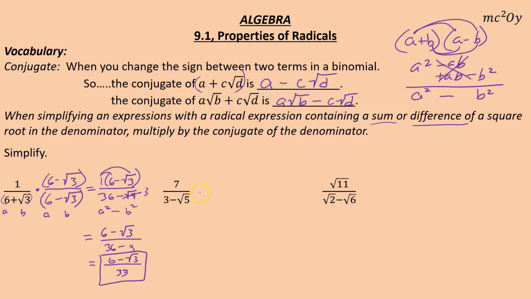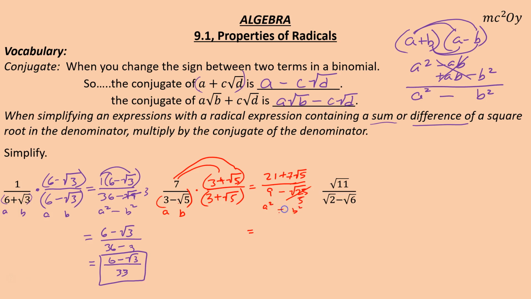Okay, so let's try another one here. Let's go ahead and multiply by 3 plus root 5 over 3 plus root 5, because that's the conjugate of 3 minus root 5. So I get 7 times 3, 21, 7 times root 5 plus 7 root 5, all over, well, remember this is like a and b, so a squared is 3 times 3 or 9. B squared is root 5 times root 5 is root 25, which we know as 5. So it becomes a squared minus b squared there. Okay, and that's 9 minus 5, or 4, and 21 plus 7 root 5.